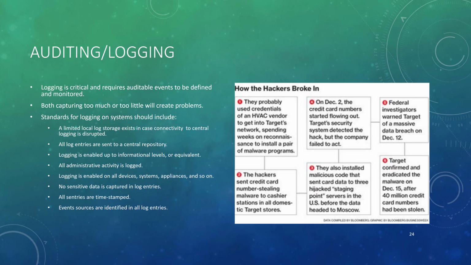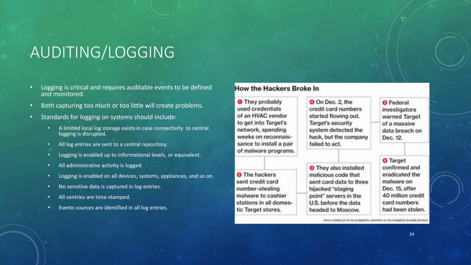Moving to a different type of service, auditing and logging to perform accountability is absolutely critical. You can see in the right pane the Target attack, and as you can see, the system actually fired. It detected that they were under attack and that credit cards were flowing out in step 4, but they did not act on it. They thought it was a false positive. So you do want to make sure that you're logging information, but not only logging, but that someone's paying attention to it.